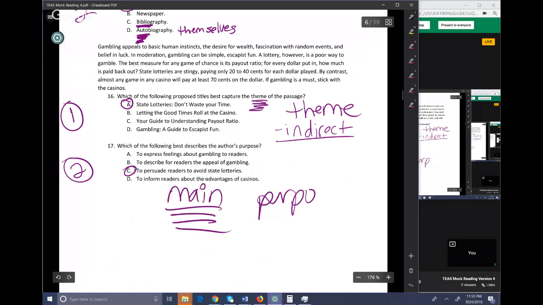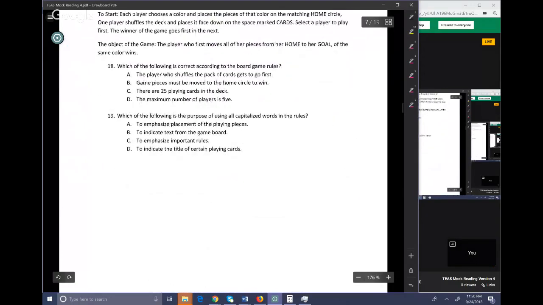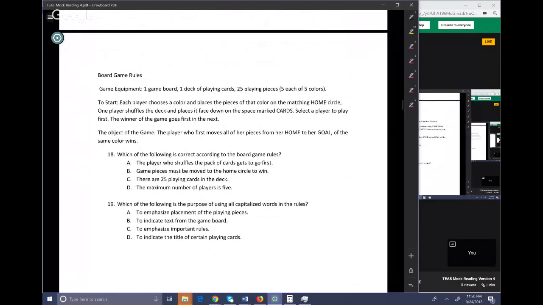So you always want to think back, main purpose. What did the author really set out to do? Had state lotteries not existed and not had bad payout ratios, the author never would have sat down and written this. So he set out to say, don't do this. Don't play a state lottery.